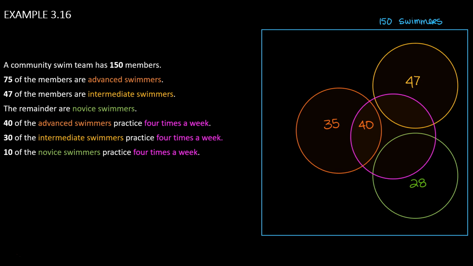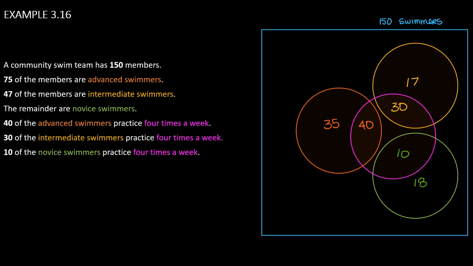So just to clarify here, the 35 and the 40, they're both the group together to make the advanced swimmers, but only some of them are practicing 4 times a week, and some of them aren't. So we're separating the 75 swimmers accordingly. We'll do the same thing for the intermediate swimmers. 30 of the intermediate swimmers practice 4 times a week, which leaves 17 of the intermediate swimmers who do not practice 4 times a week.